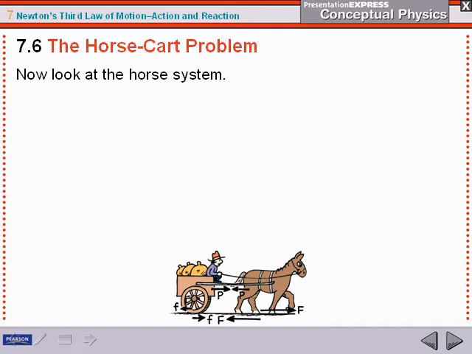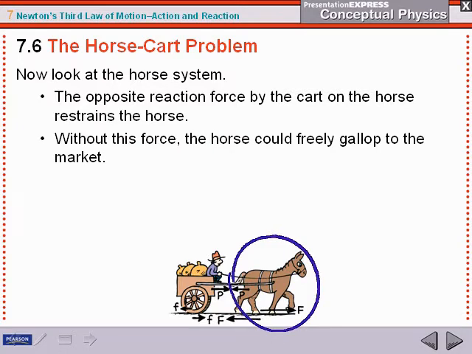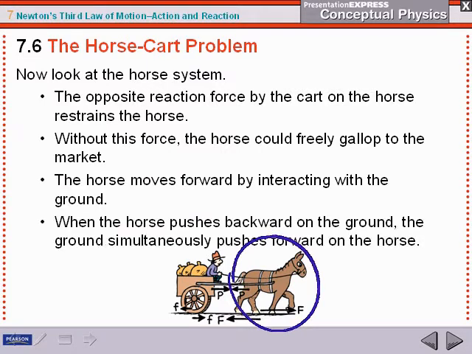Now let's look at the horse. With the horse, the force from the cart is pulling back on the horse. That we represent as a big letter P. And the horse is moved forward by interacting with the ground. The horse pushes backward on the ground with this big F here, and the ground pushes back on the horse with the big F there. So for the horse, it's big F minus this P right here.